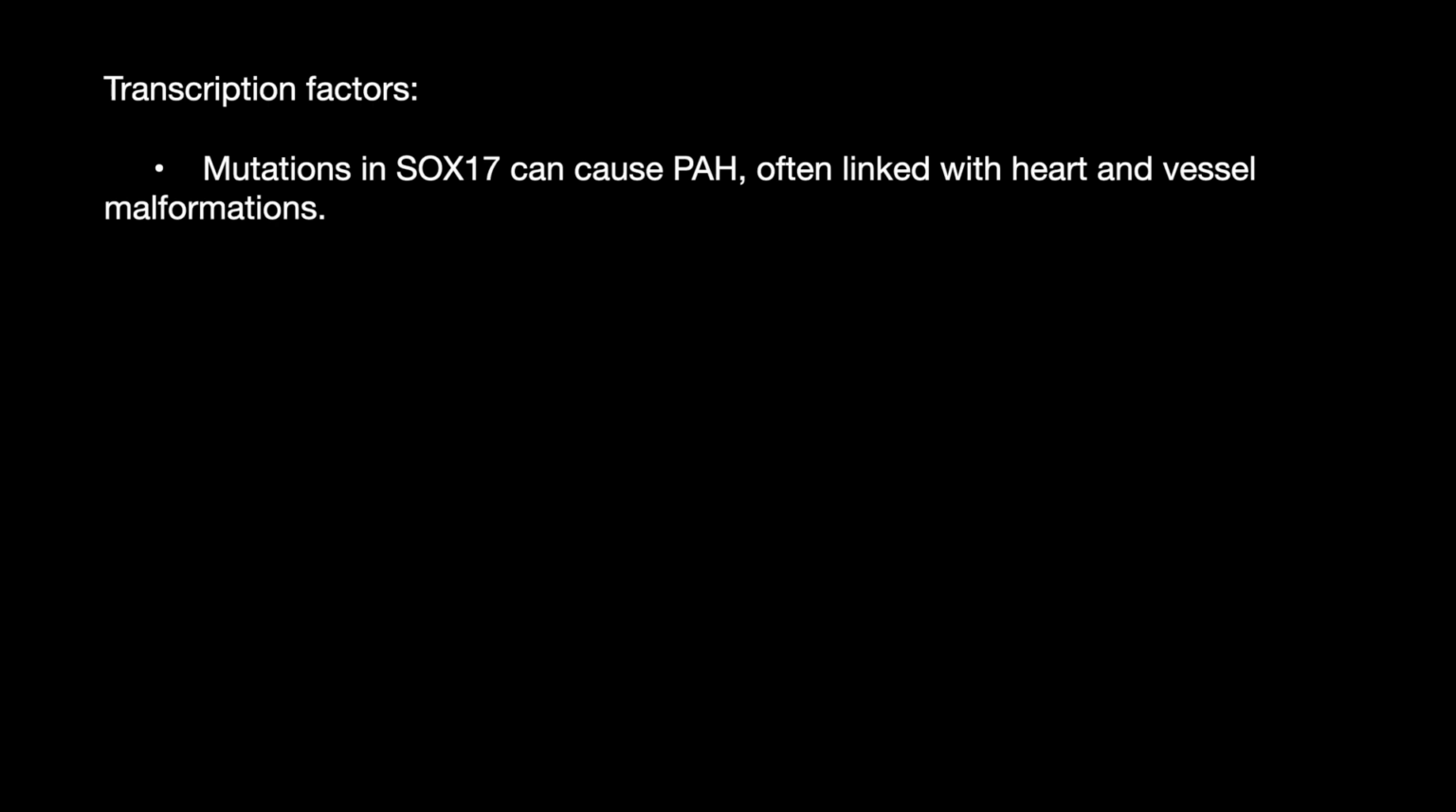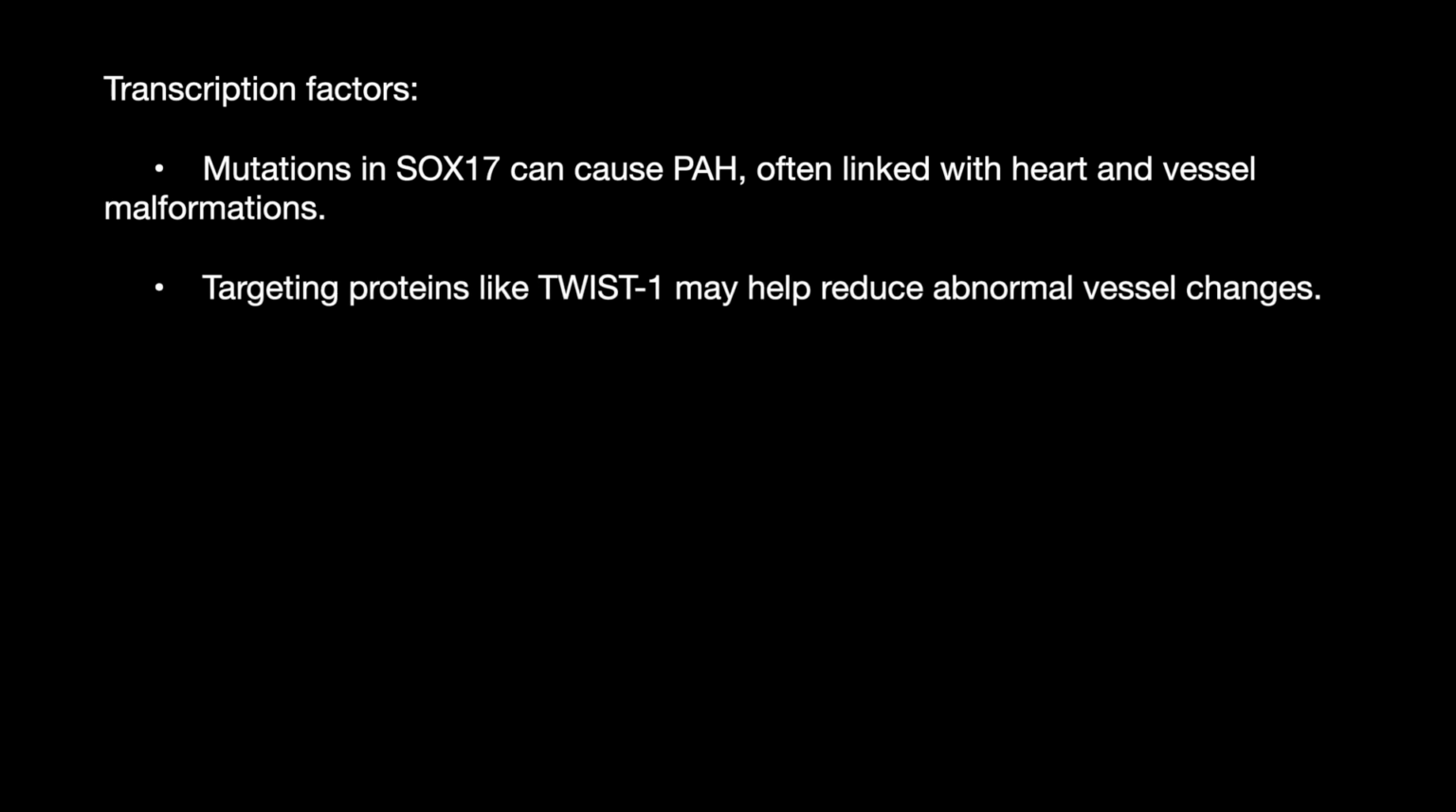So, what are these transcription factors? Mutation of the SOX17 can cause pulmonary artery hypertension and is often linked with heart and vessel malformations. Targeting proteins like the TWIST1 can help reduce the abnormal vessel changes.